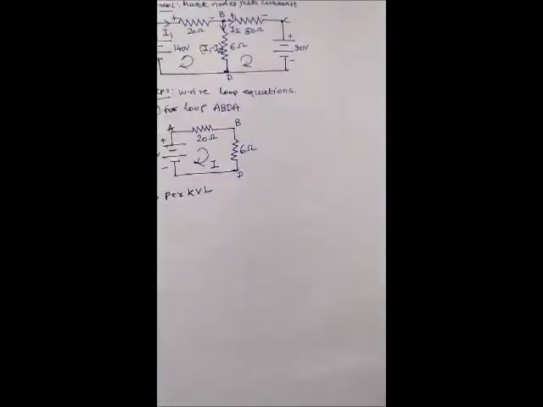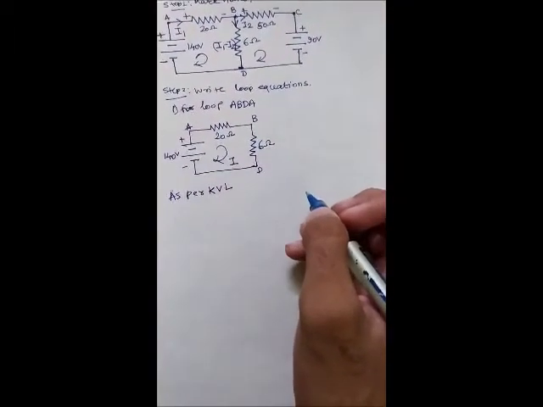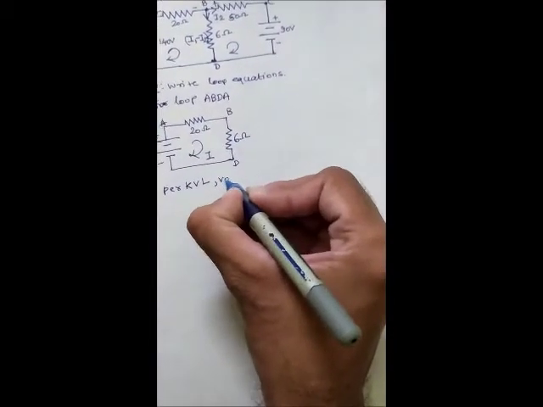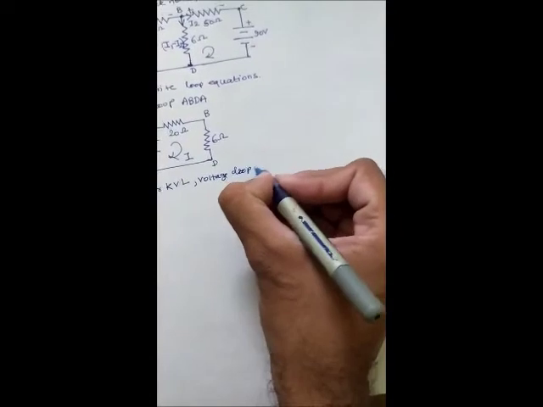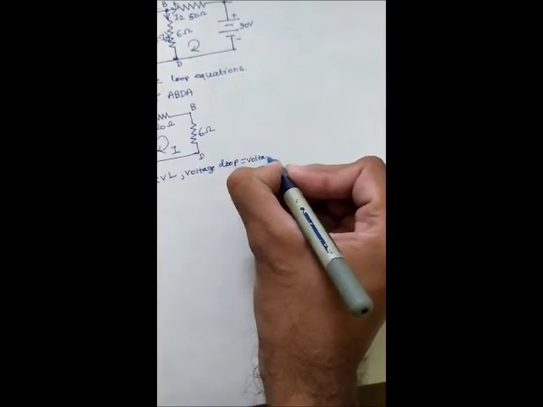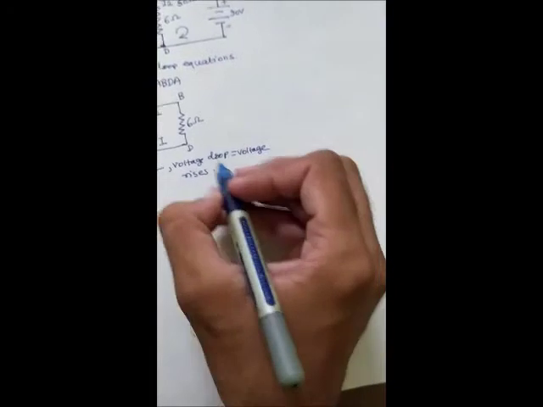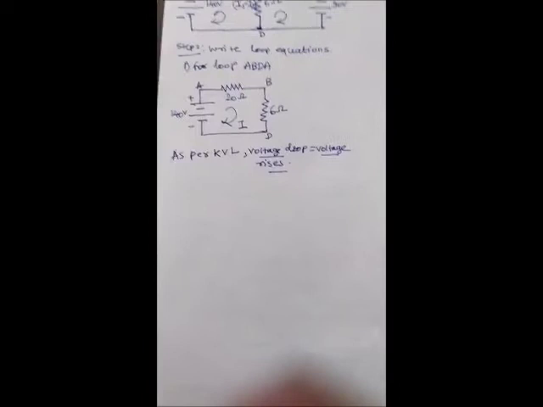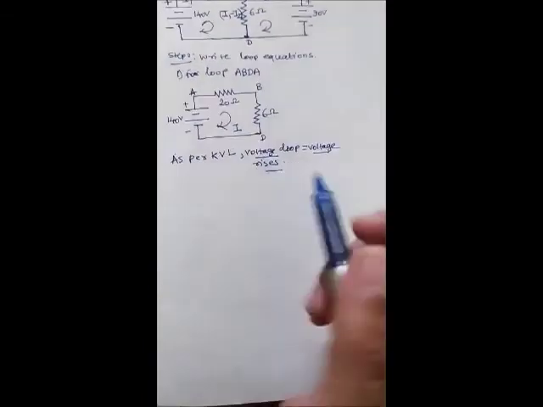Now in the KVL we have learned the concept that potential drop is equal to potential rise, or voltage drop is equal to voltage rise. Okay, so we have to first of all find out voltage drop, then we have to find out the voltage rise. Voltage drop and voltage rise we have to find out. So we have to write down the equation.